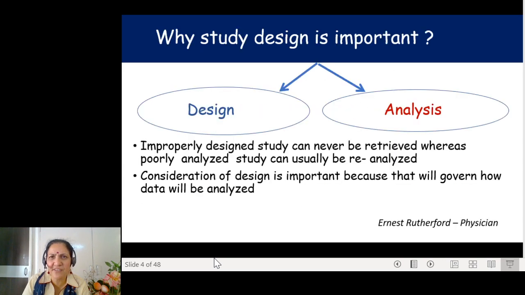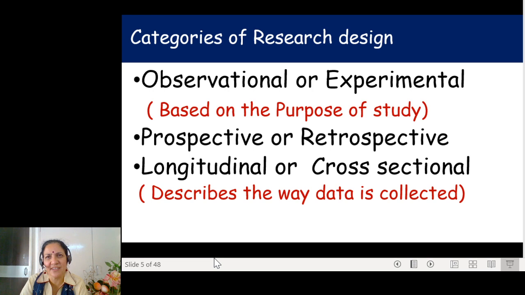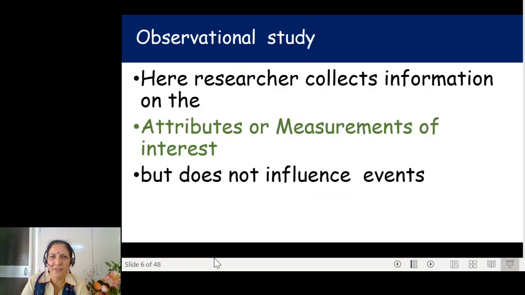So, what are the various categories of research designs? Based on the purpose of the study, it can be observational or experimental, and based on how the data is collected, it can be prospective or retrospective, or another way, it can be longitudinal or cross-sectional.